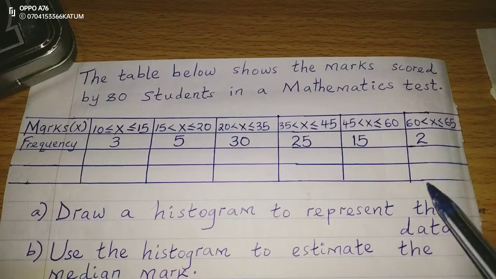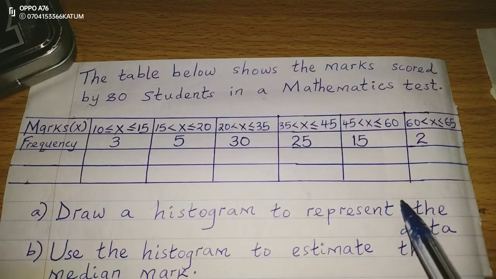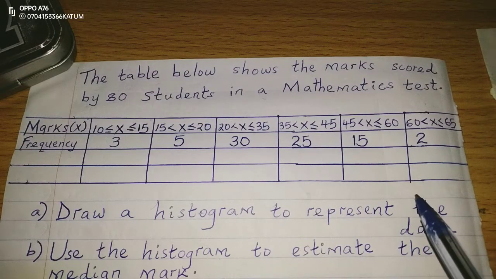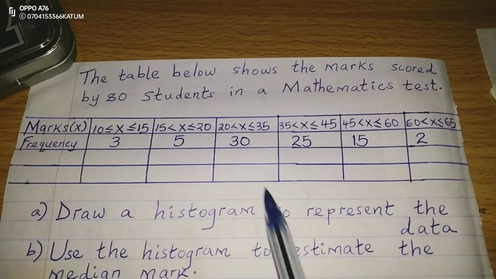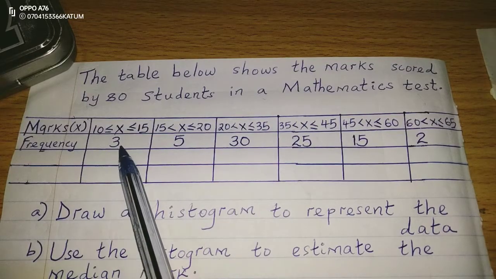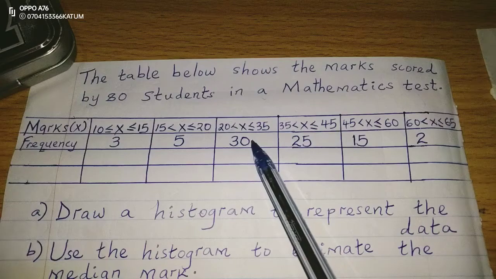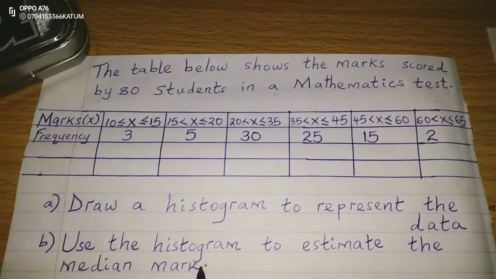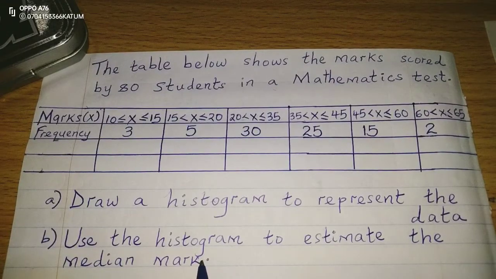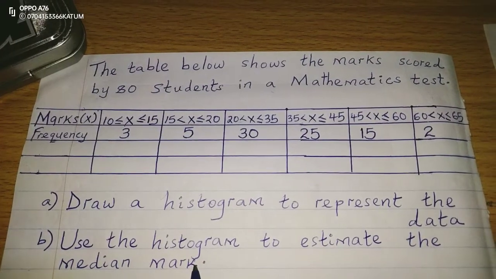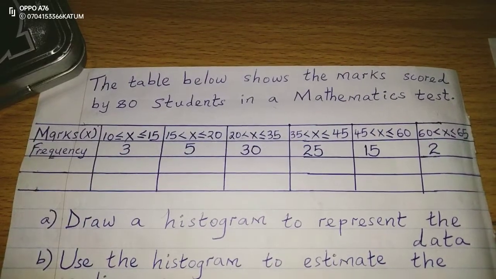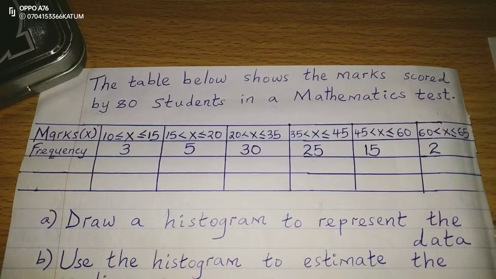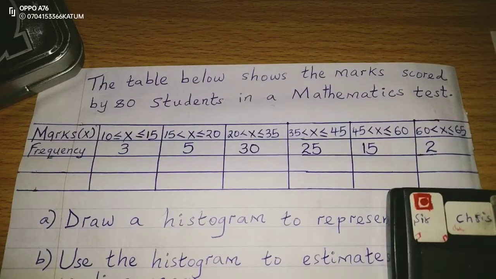Those are the classes. When you study the type of classes, you discover that this is continuous data. Then the frequencies are given as 3, 5, 30, 25, 15, and 2 respectively. We are told to draw a histogram to represent the data. But as we can see, these classes do not have equal widths. The class intervals are not the same.